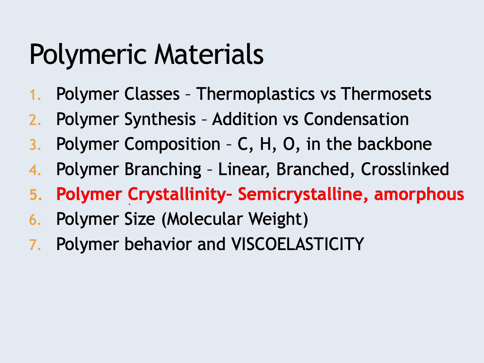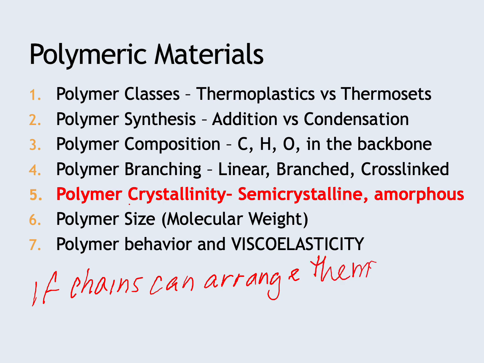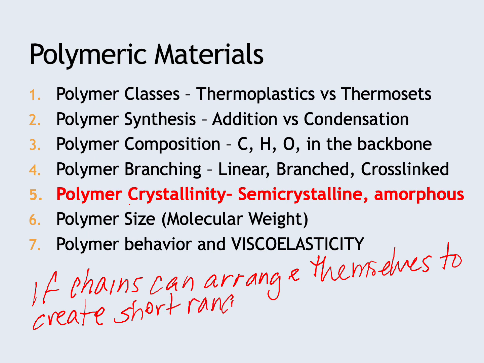So if my polymer chains can arrange themselves to create short range order, then this is what crystallinity is for a polymer.